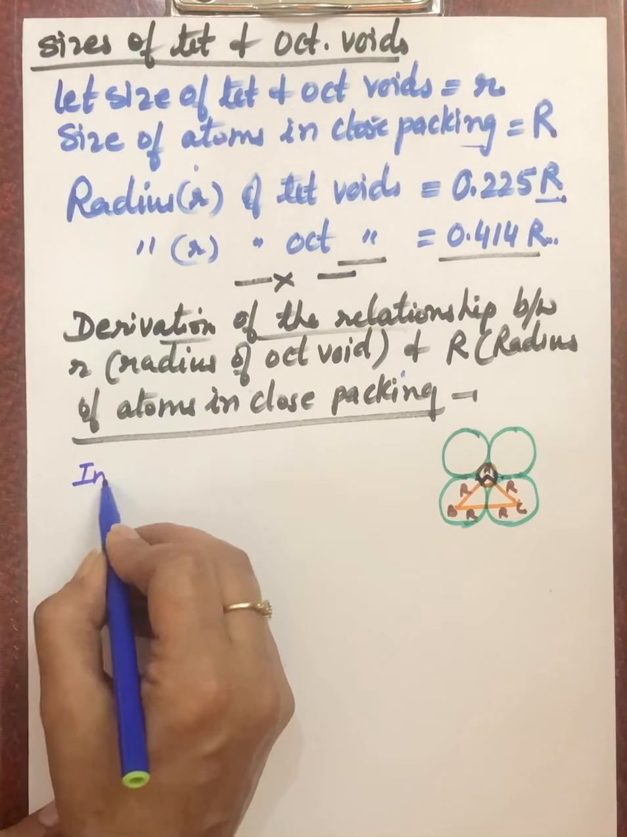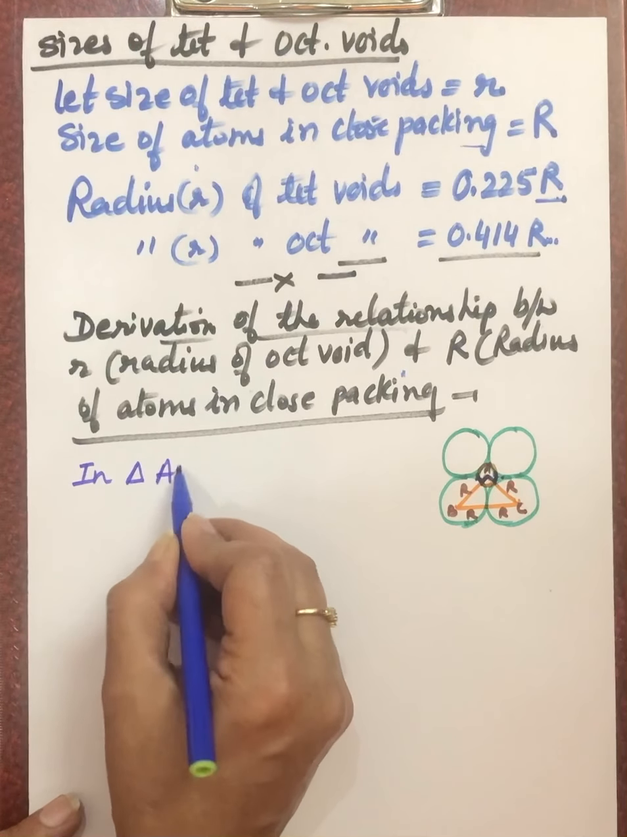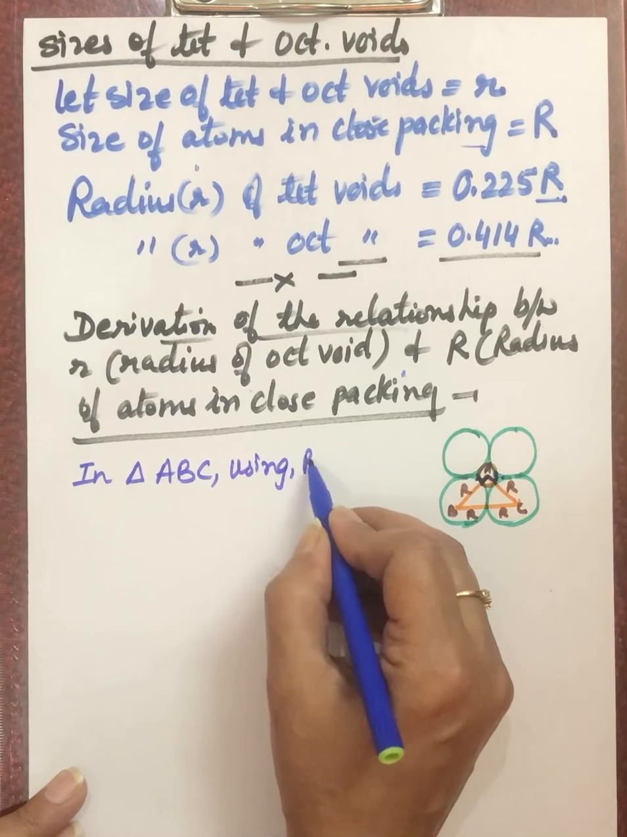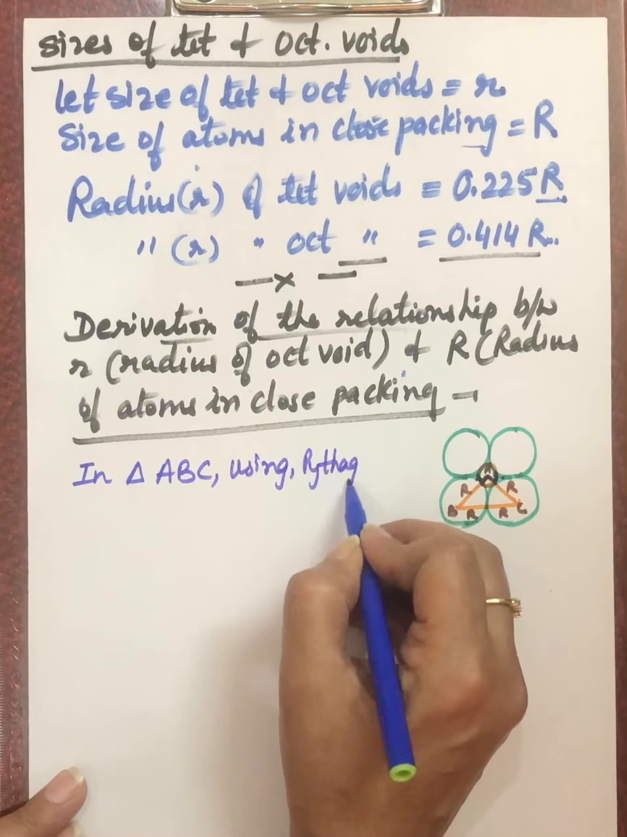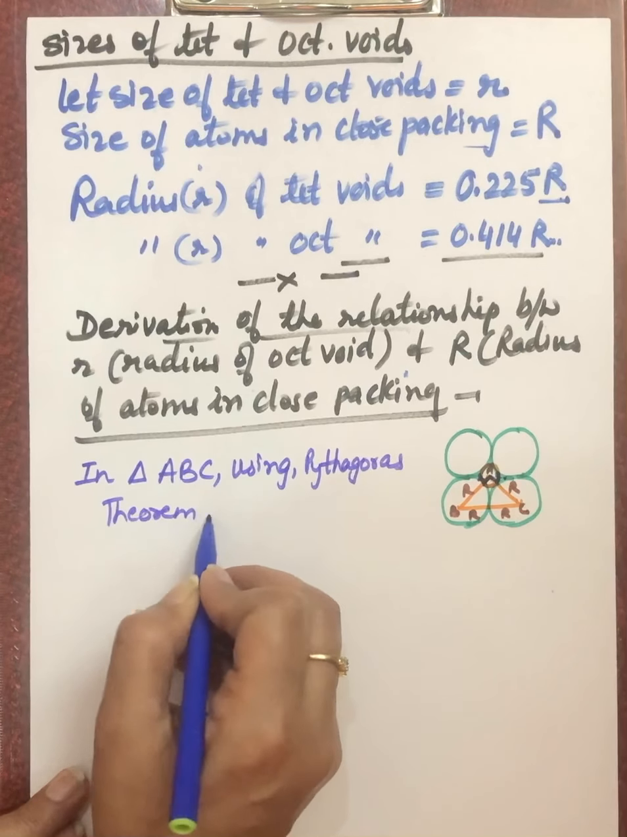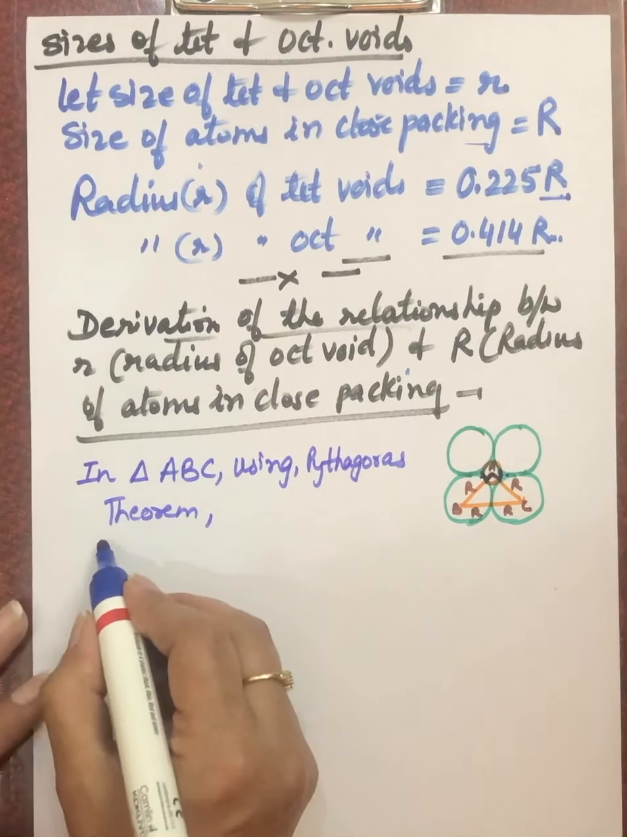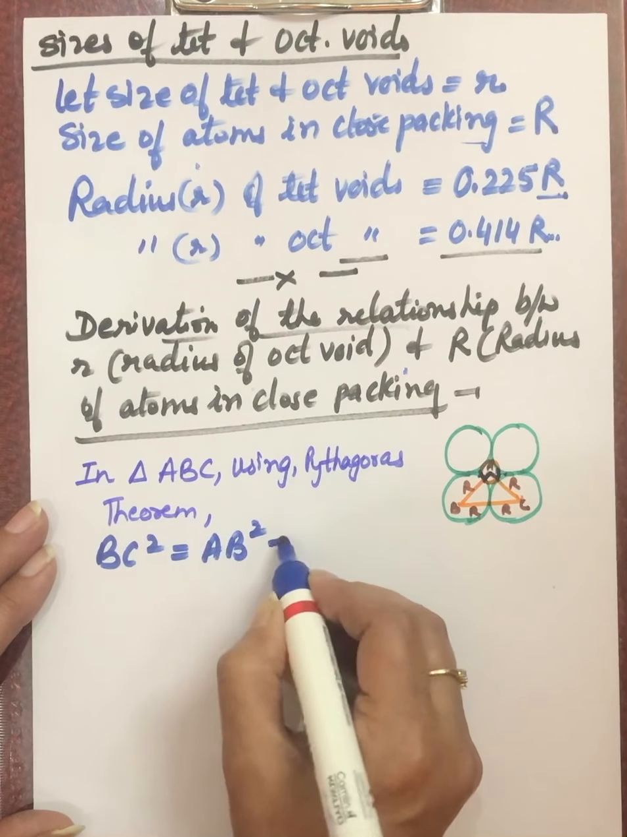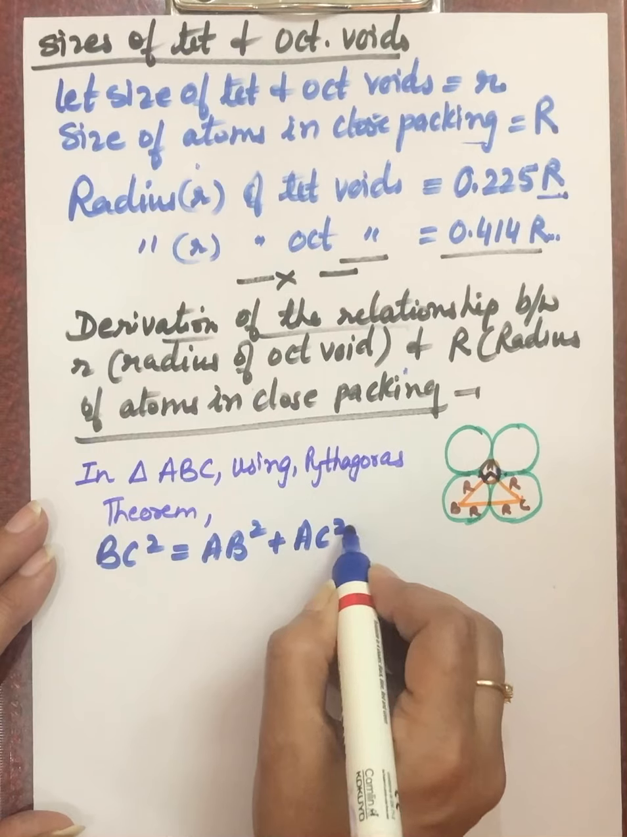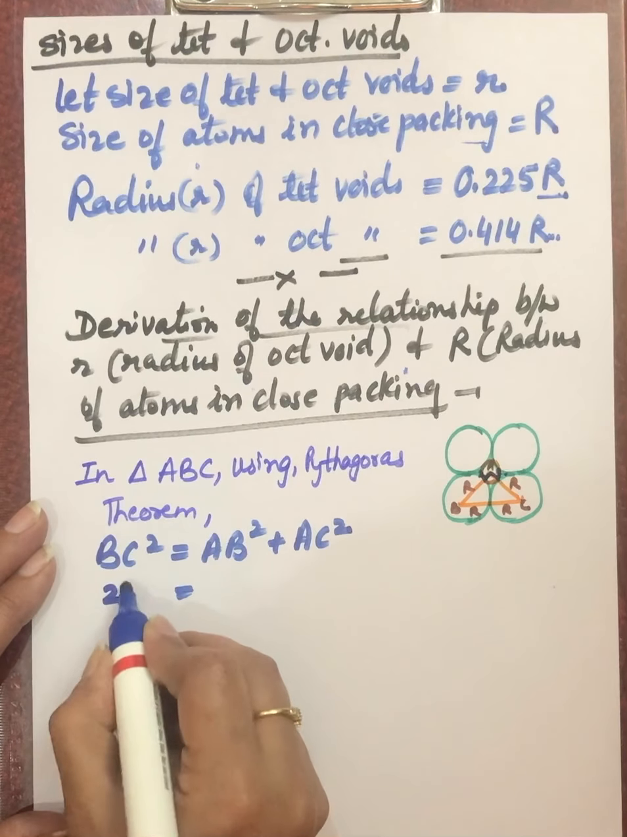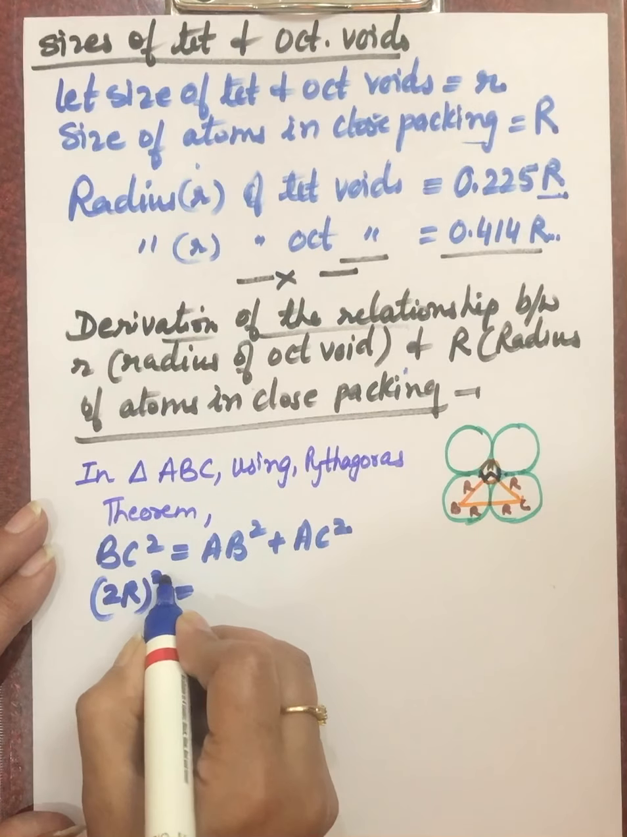In triangle ABC, using Pythagoras theorem, we know BC square is equal to AB square plus AC square. And BC is equal to what? This is R and this also is R. So this is your 2R whole square.